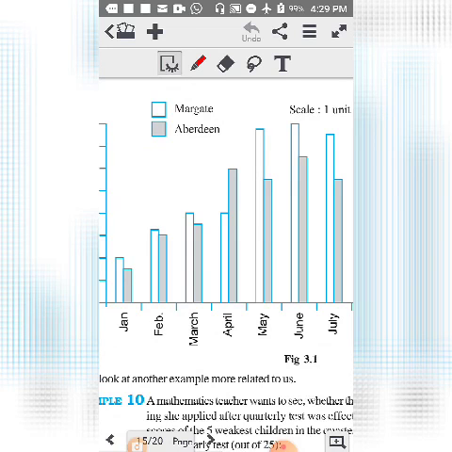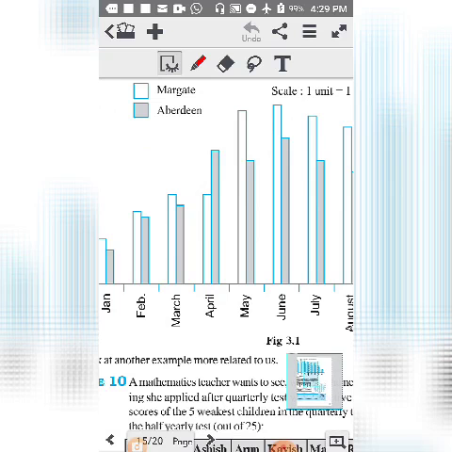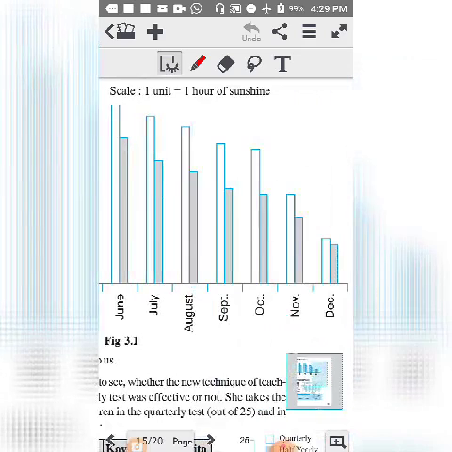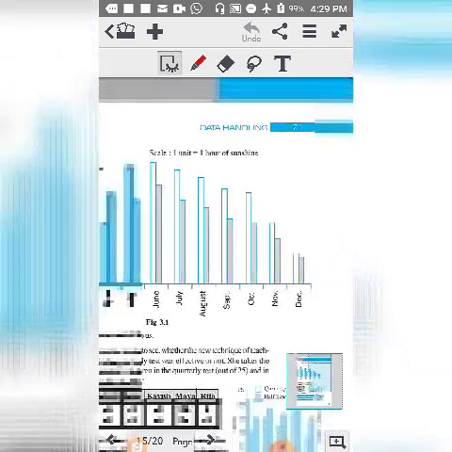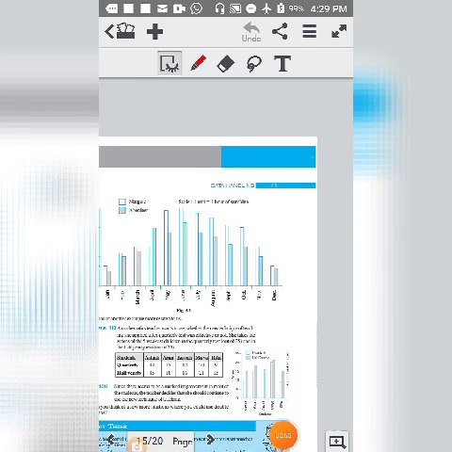In which month is the maximum temperature highest? It is in May or June. In June the maximum temperature is high. And when is the minimum temperature low? From the bar graph you will tell the information. You have to compare according to the question, read the graph and then tell.